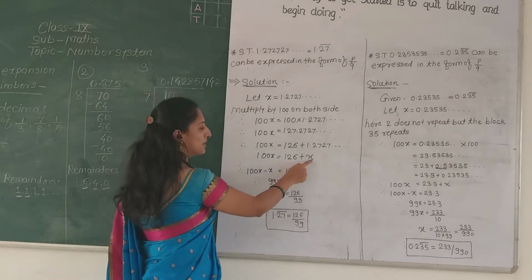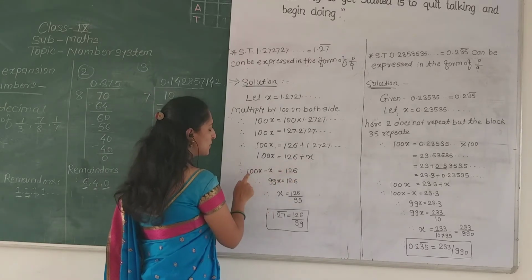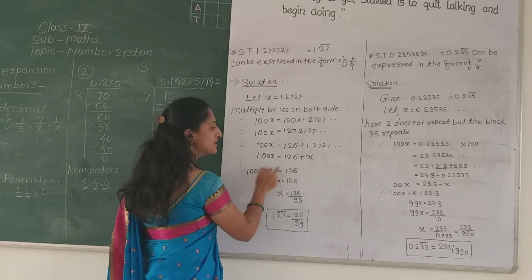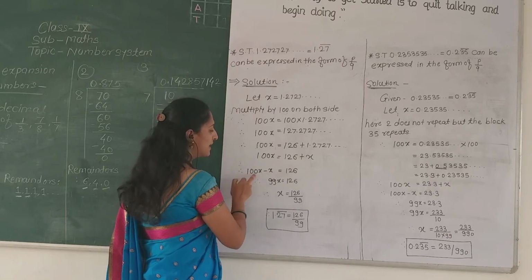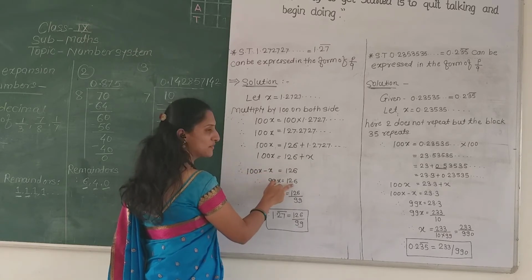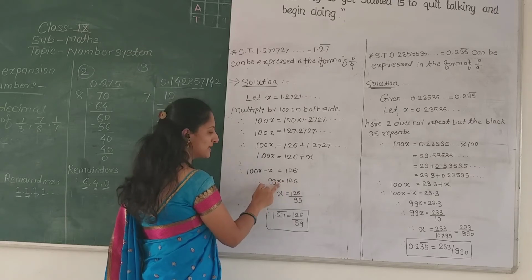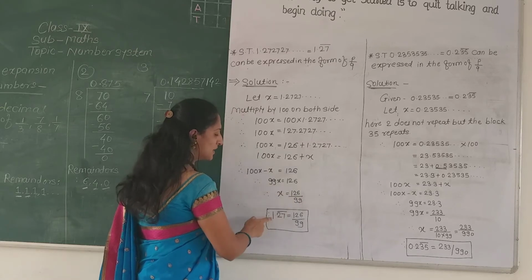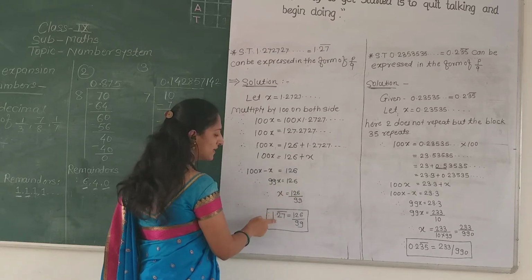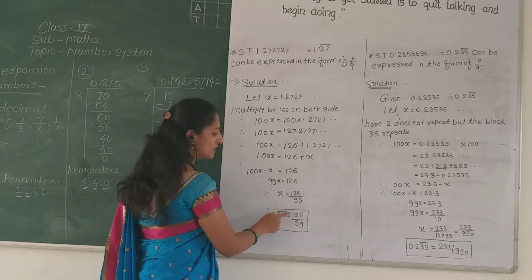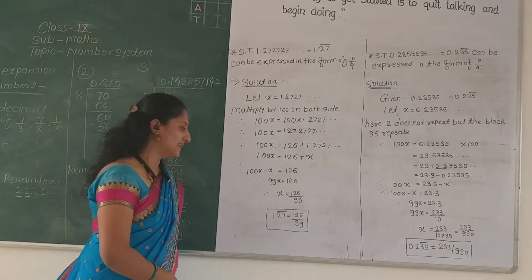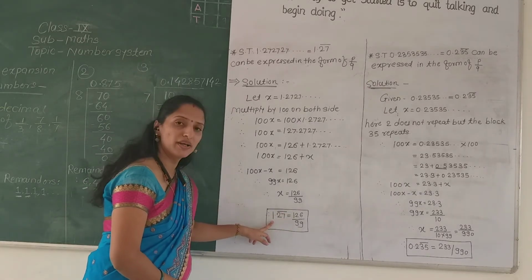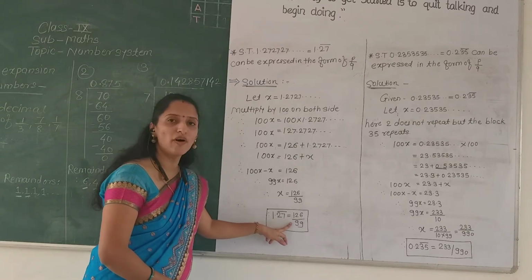Now if I change the place of x here, this x becomes negative. So 100x minus x, 99x is equal to 126. We want the value of x, that means x is equal to 126 upon 99. Therefore 1.27 bar, since the value of x is 1.27 bar, is equal to 126 upon 99. So this is in the form of P upon Q. So we expressed the number 1.27 bar in the form of P upon Q.